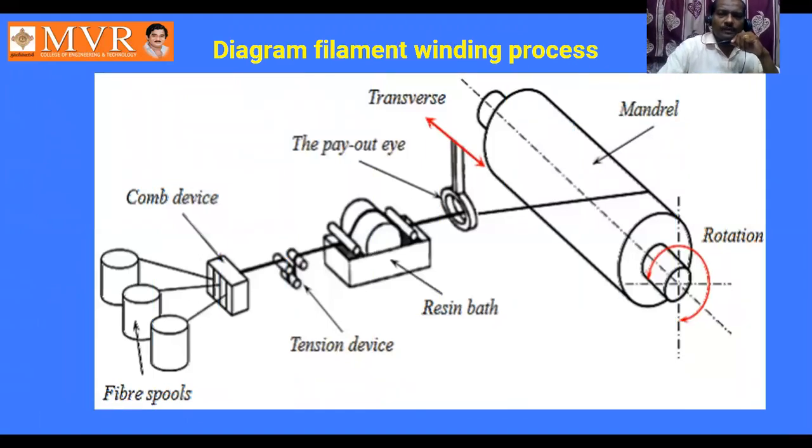Now what you are observing is the process I have explained. These are the different types of fiber spools you have selected. All three are going to enter this comb device, and after passing through it, the three make a single thread. That means you can observe the ropes are of small diameter, and after crossing this comb device, we have a large diameter. This large diameter is formed by the combination of these three, and it is dragged by a tension device.